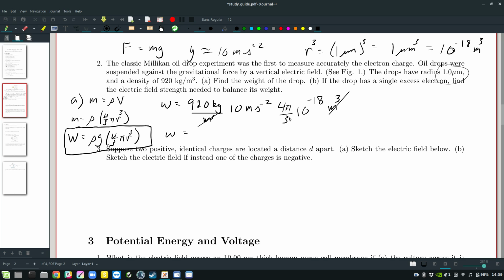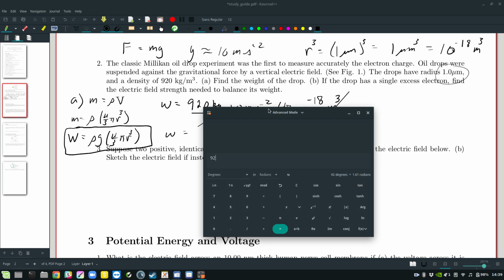So do we have any numbers in the denominator? Yes, we do. We have the 3 there, so it's 9,200, which is the 10 times the 920 times 4 pi, then divided by 3, times 10 to the negative 18th power, and that will be newtons. So quickly I could calculate what is 9,200 times 4 pi divided by 3. And then that's going to be something like, right, almost 4 times 10,000.